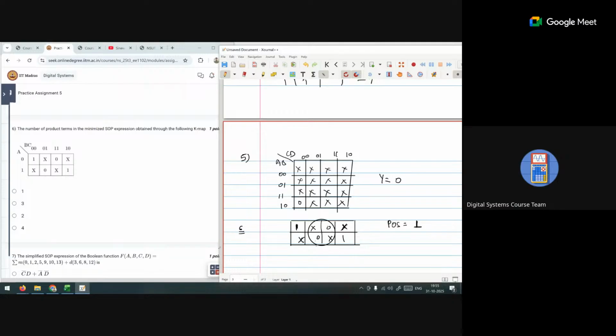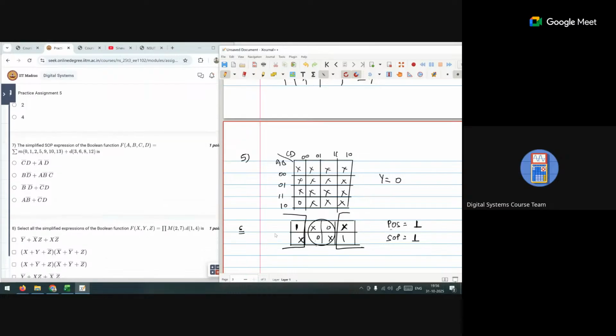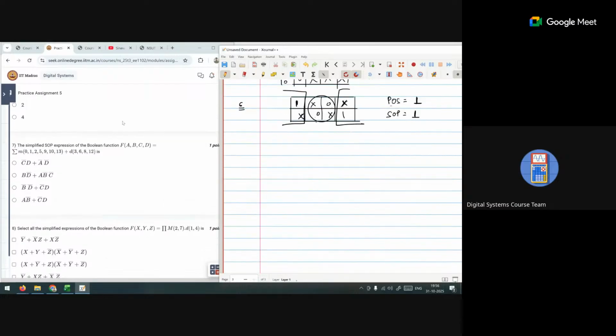If we are talking about the SOP, so how many groups are possible? One is this group and this. So in the SOP also one group is required. So either we are asking the SOP or the POS, only one group is required. Question number 7.